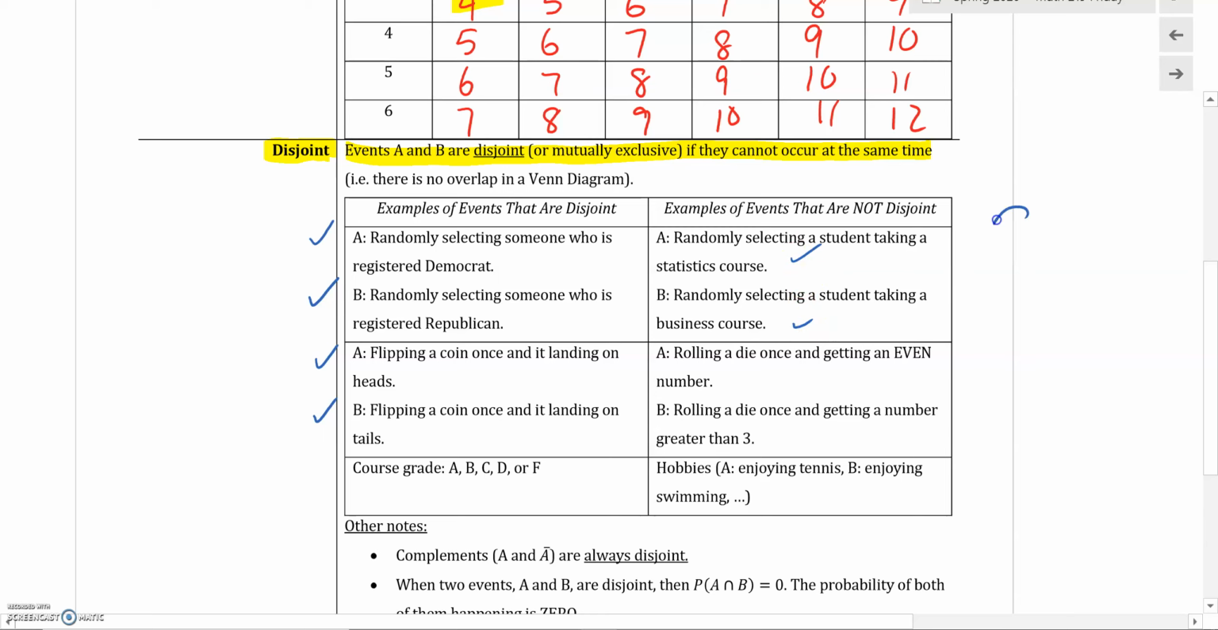In other words, if I said, where are my stats students at? Where are my business students at? There could be some overlap there for people to say, well, I'm in both. Disjoint sets, there will be no overlap.